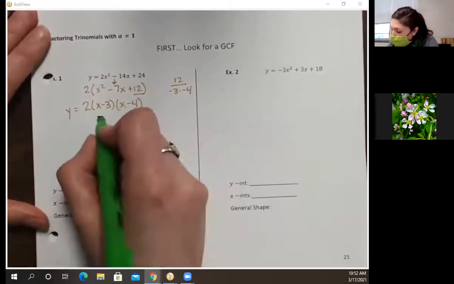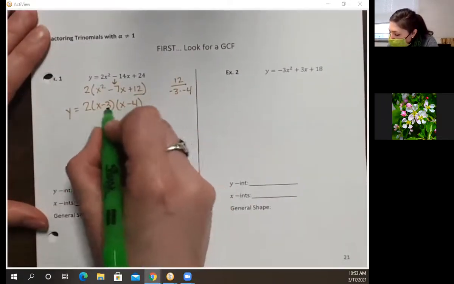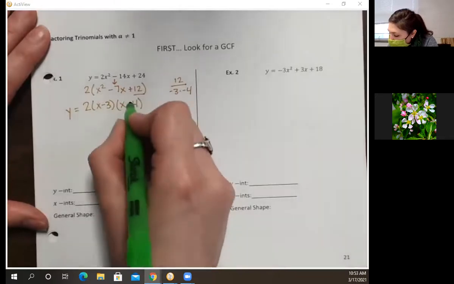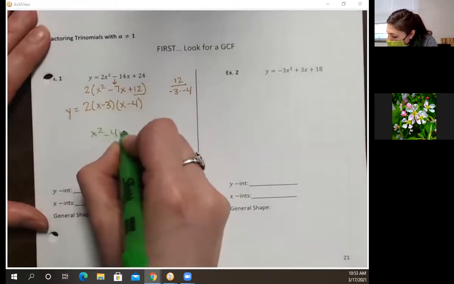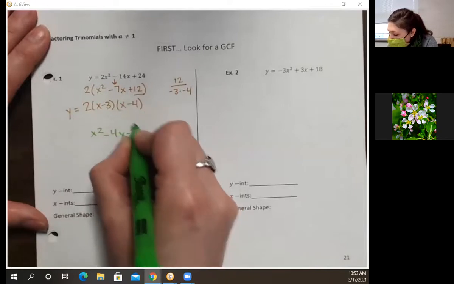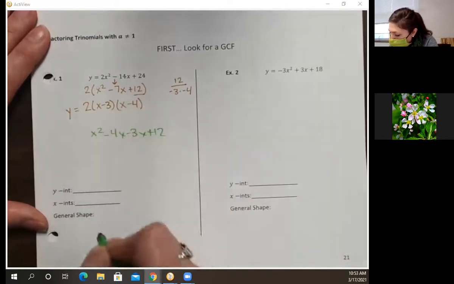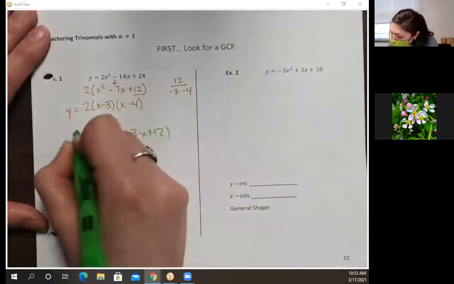So I'm going to do that here really quickly. I'm going to start by multiplying those factors with x together first. That would get me x squared minus 4x minus 3x plus 12. And then I still need to multiply that 2.